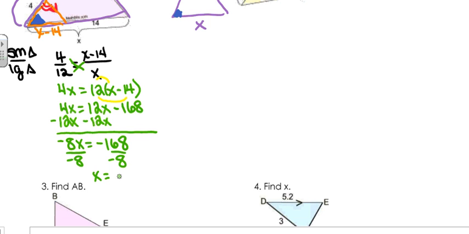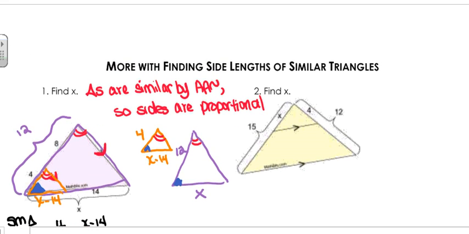And now when I divide both sides by minus 8, I find that the value of x is equal to 21. Beautiful.